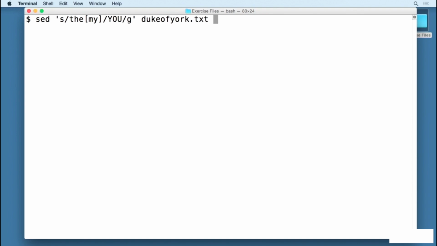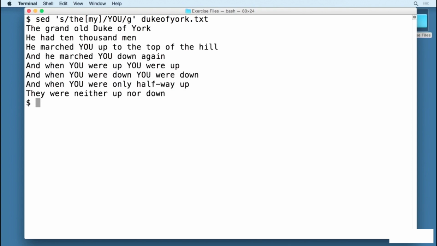This looks for a lowercase THE followed by a lowercase m or a lowercase y. Wherever it finds it on any line, it replaces that THEM or THEY with uppercase YOU. So for example, in line 3, "he marched them up to the top of the hill" becomes "he marched you up to the top of the hill." But in the line "and when they were up," the two theys are replaced with you. So this SED command replaces them or they with uppercase YOU.